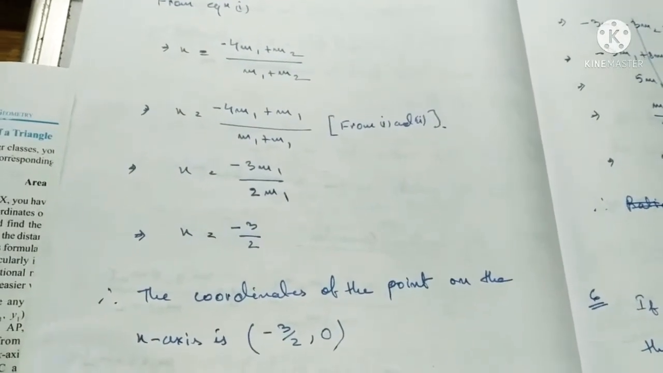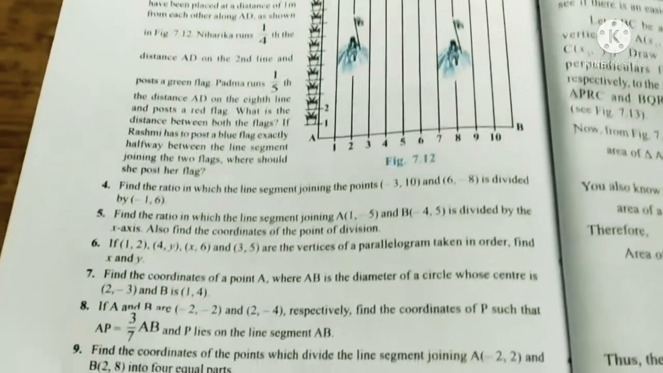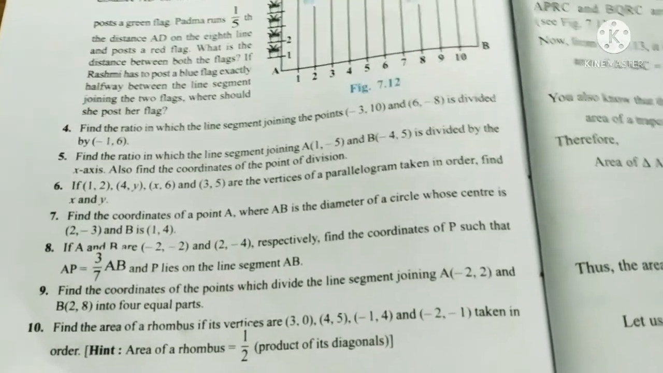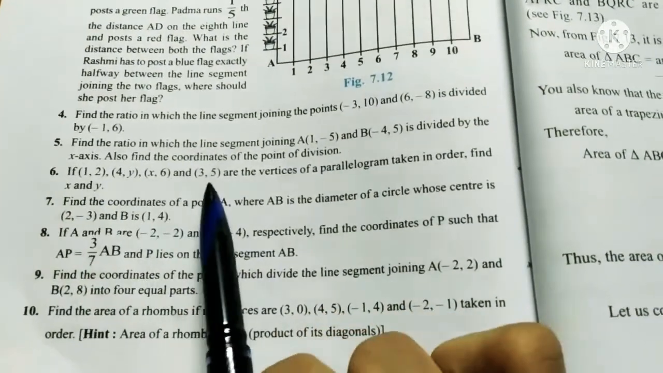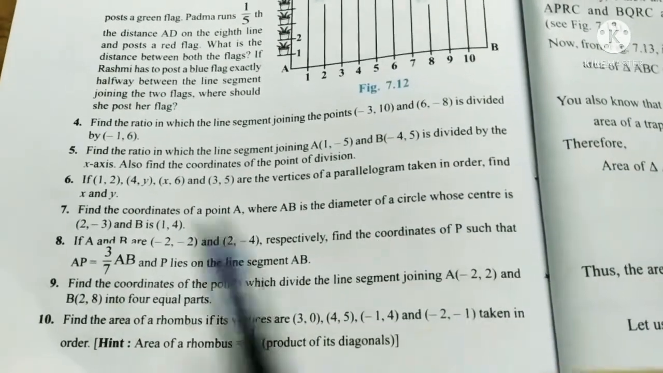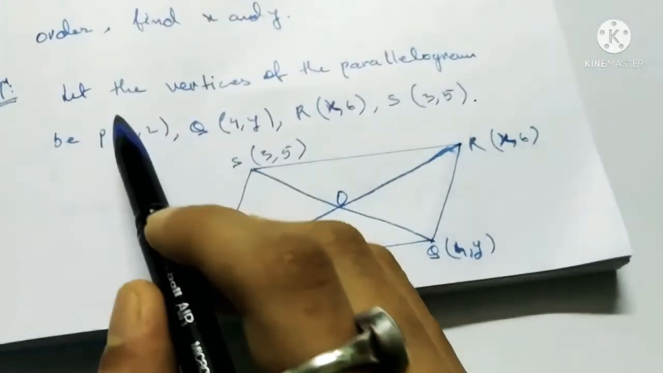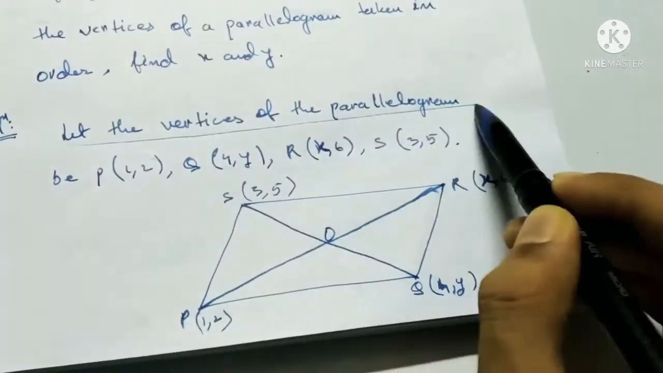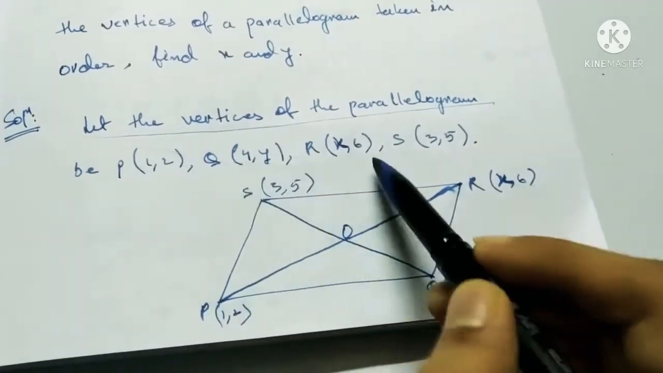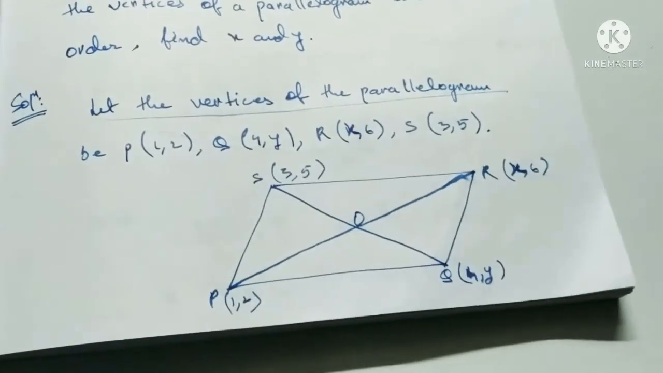Understand? That much only. Next you see question number 6, saying that if this and this are the vertices of a parallelogram taken in order, find x and y. Now they are vertices of a parallelogram. So first of all, I will take that, let the vertices of the parallelogram be these coordinates. These are coordinates of points, yes or no?